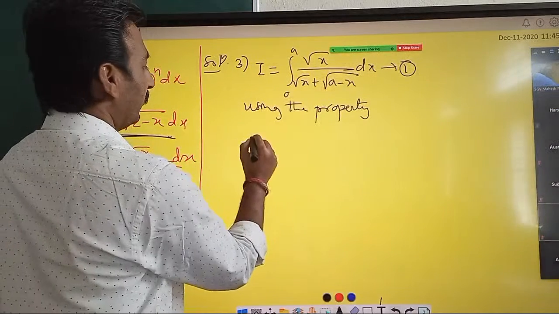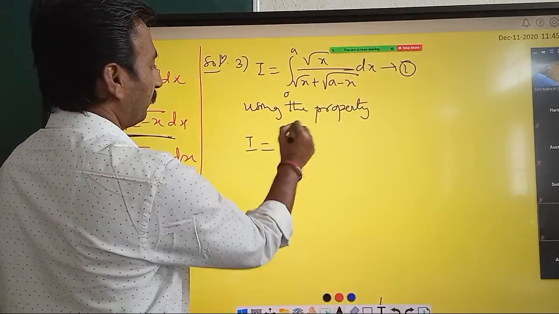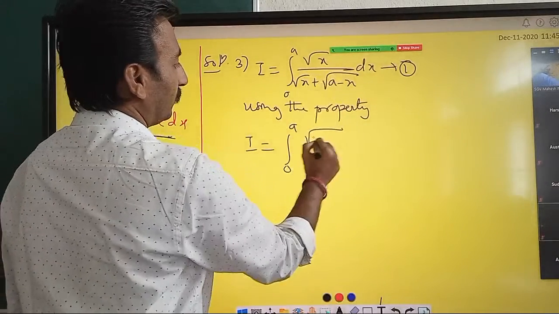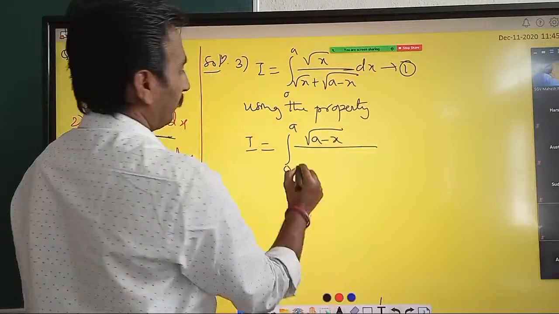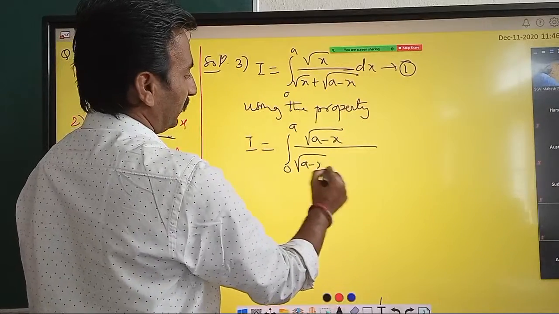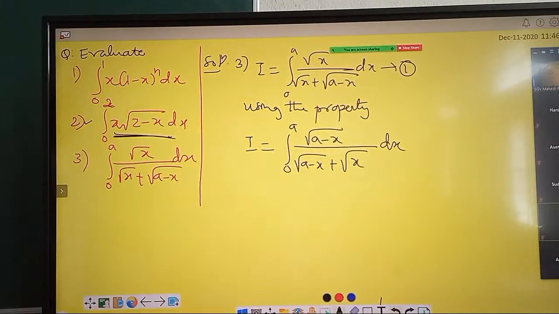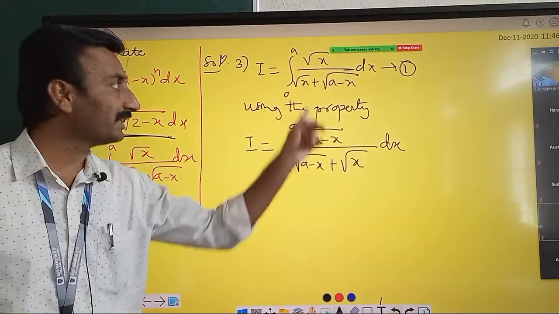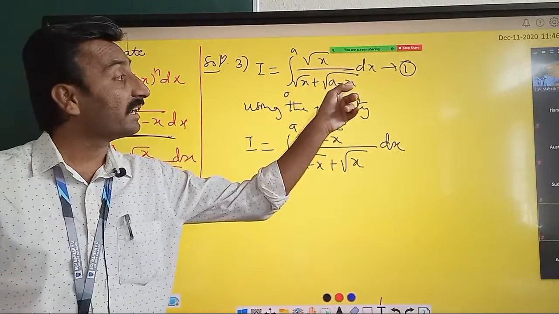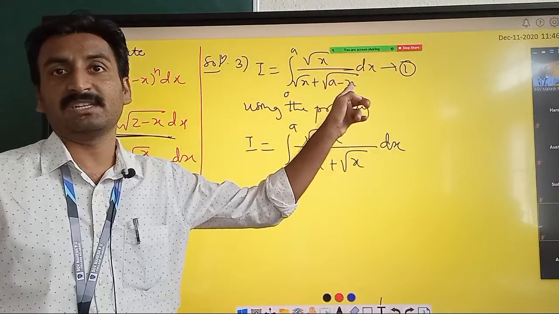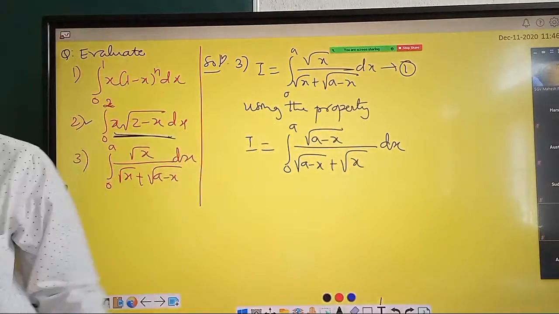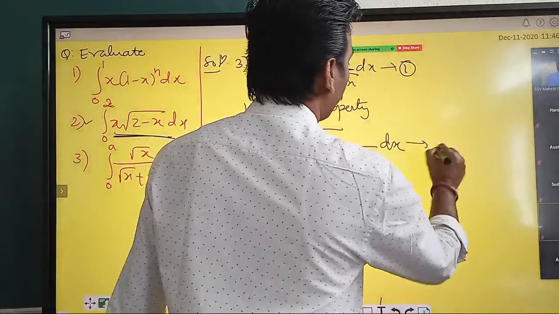So we get I equals the integral from 0 to a, with x replaced by a minus x. It is root of a minus x over root of a minus x plus root x dx. If I put x equal to a minus x, what do you get? Here a minus x, here a minus x, and here x equal to a minus x means plus a minus a cancel, you get only x. So now this is what we are calling equation 2.